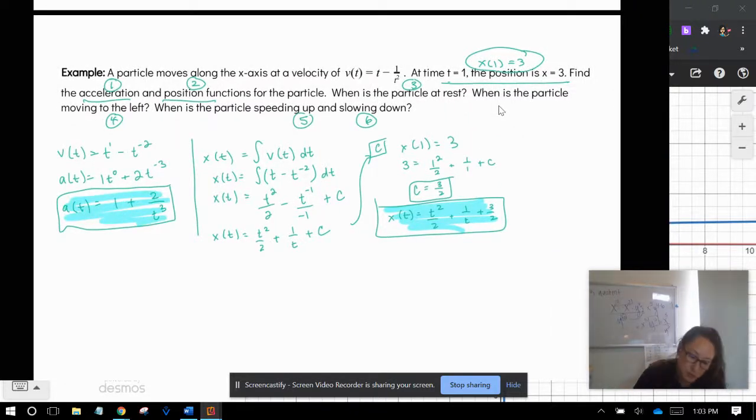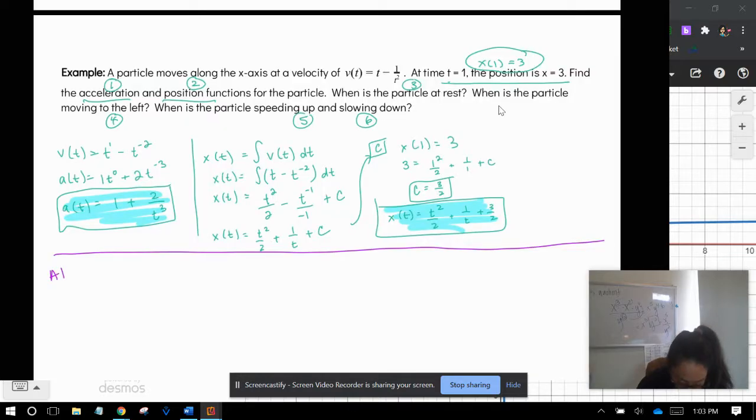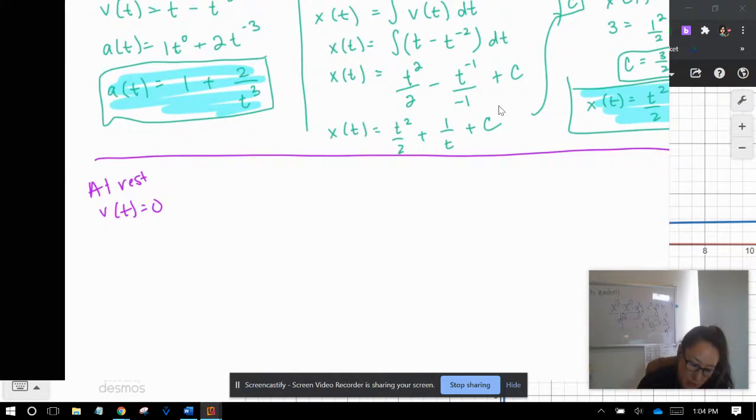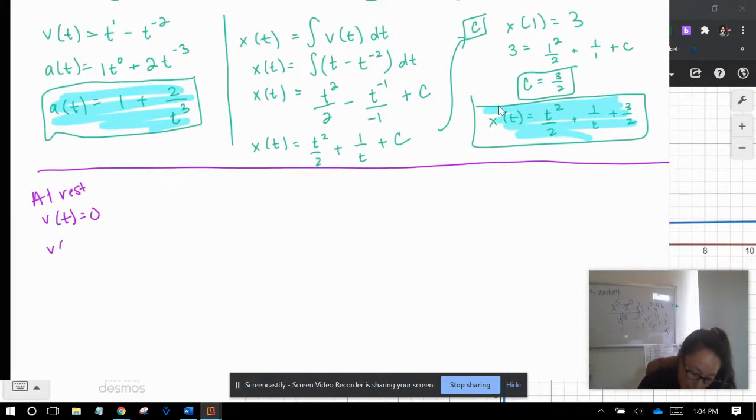Okay. Now we're going to figure out when the particle is at rest. So particle is at rest would be when the velocity is equal to 0. So when is the velocity 0? So luckily I have the velocity function.